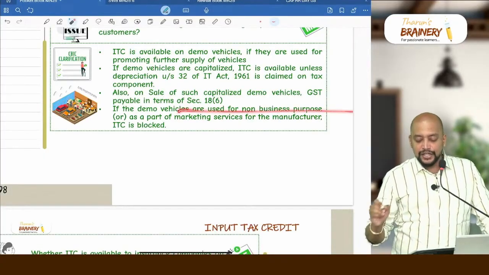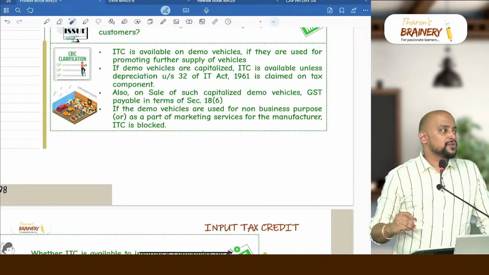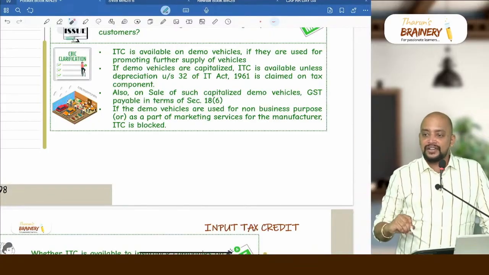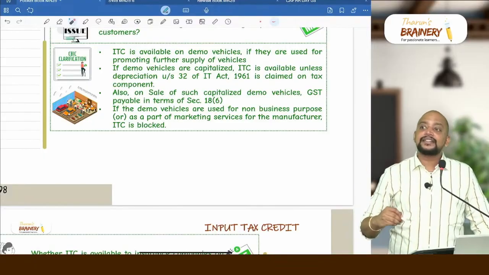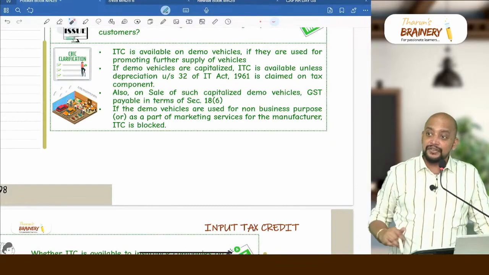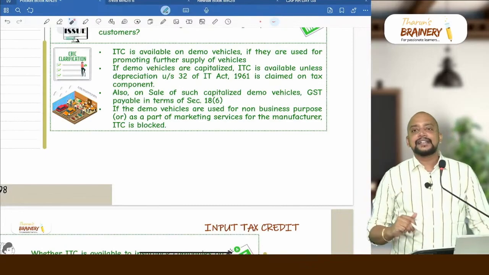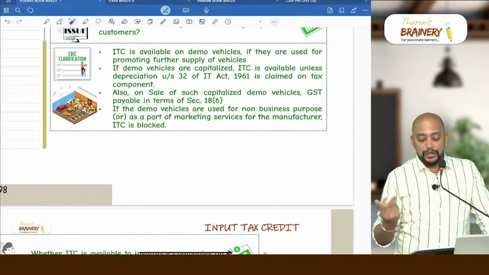If demo vehicles are used for non-business purpose, what does it mean? I have seen some dealers, what they will do, they will get demo cars, and these demo cars they will use for their personal purpose. Rather than giving it to the people for test drive, they will use it for their personal purpose. In that case, can they take ITC with respect to that? No. But how will the department know all these things?